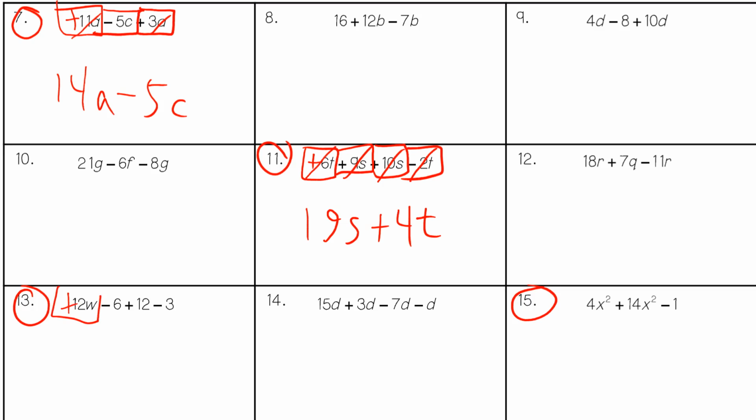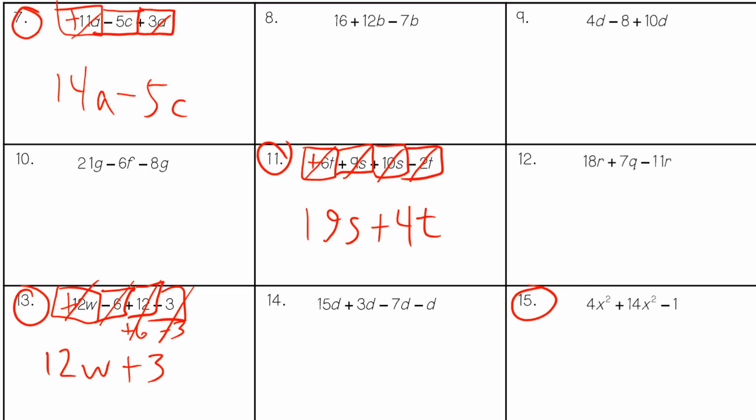Number 13. Positive 12W, negative 6, positive 12, negative 3. So I look at my 12W. I don't have anything to combine it with, so I'm good there. Negative 6 and a positive 12. So 6 ninjas, 12 pirates. Pirates are going to win by 6, and then I'll bring down the rest. So 3 ninjas, so 6 pirates and 3 ninjas. Pirates will win by 3, and I'm good to go. Took care of everything. So 12W plus 3.